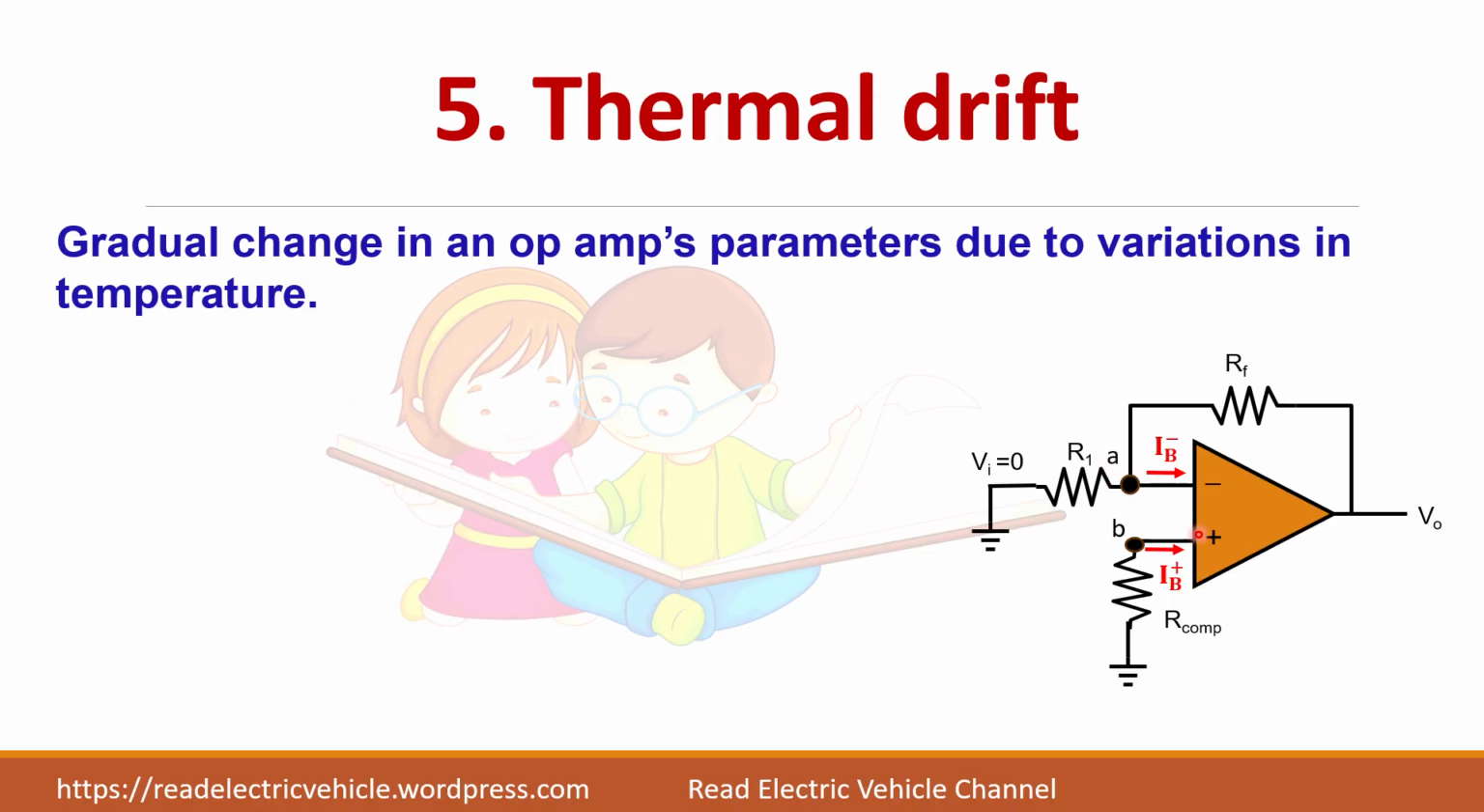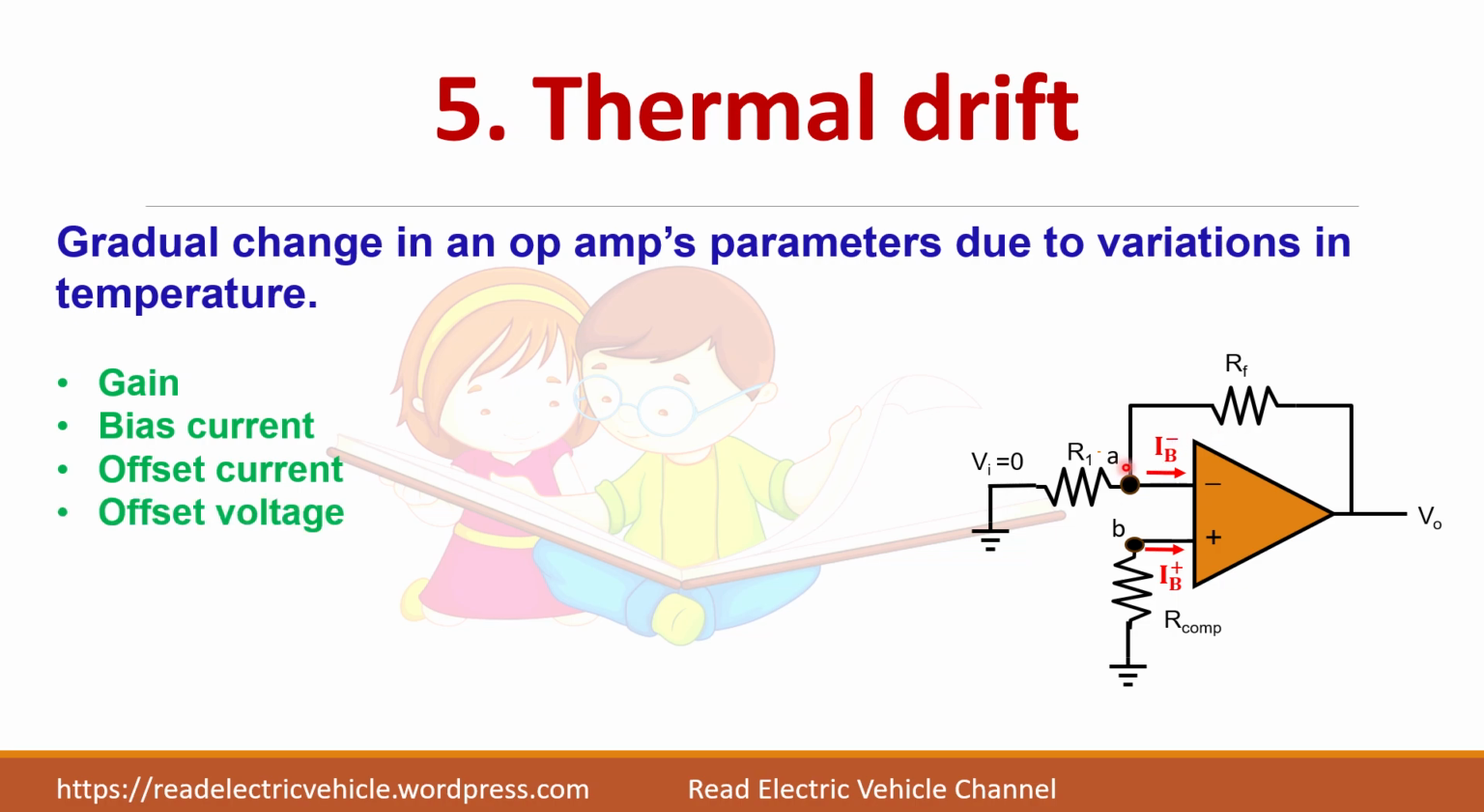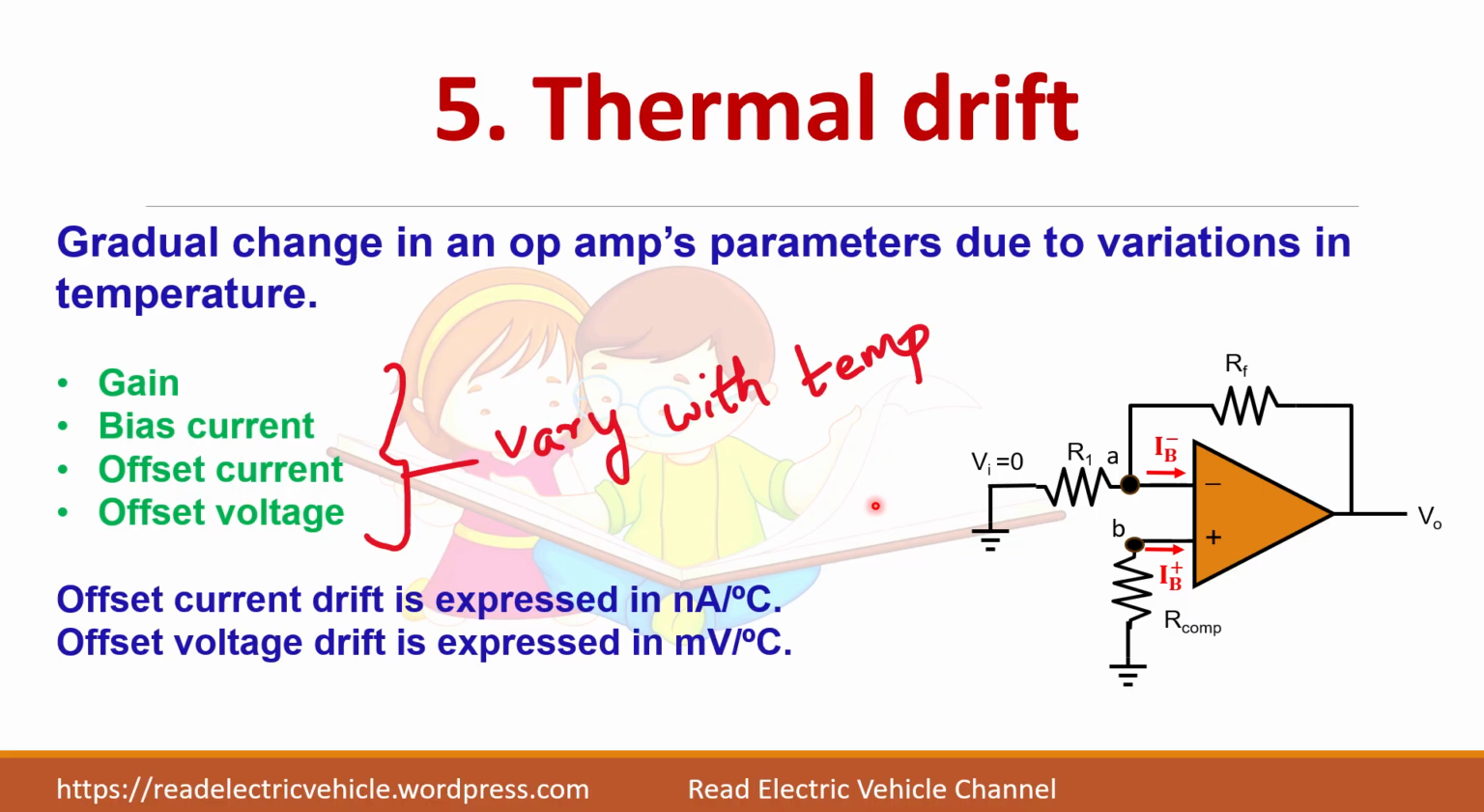So what are the parameters that can change? First thing, gain can change. Then bias current, offset voltage, all these can vary with respect to temperature. Normally these are expressed in terms of nanoamps per degree Celsius or millivolts per degree Celsius. So it is expressed with respect to temperature.